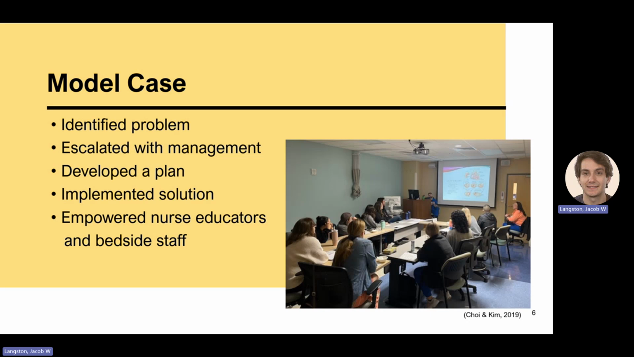Reflecting on it now, I can recognize that we were implementing concepts of Benner's novice to expert theory to empower our staff.